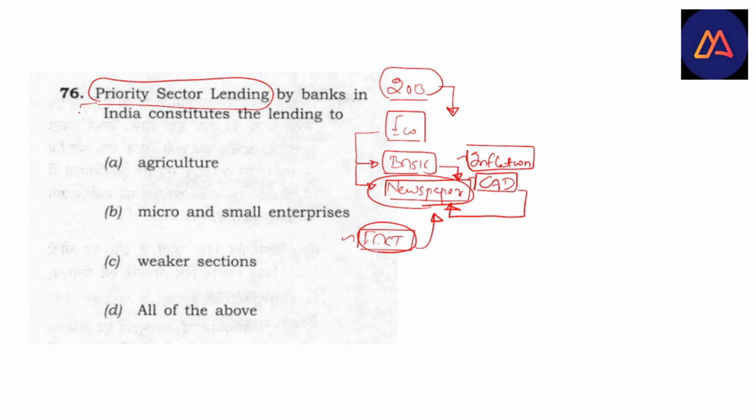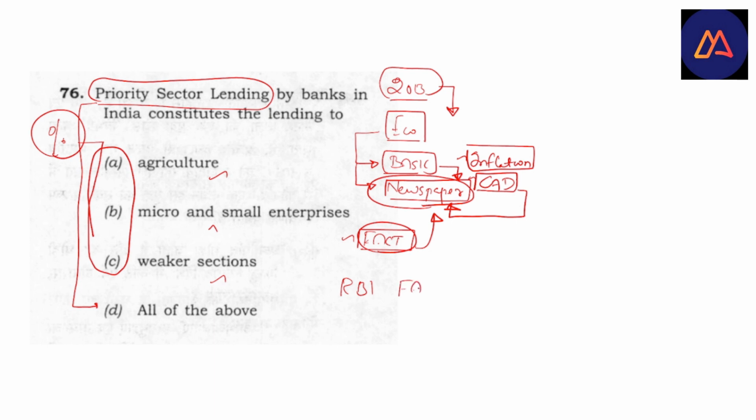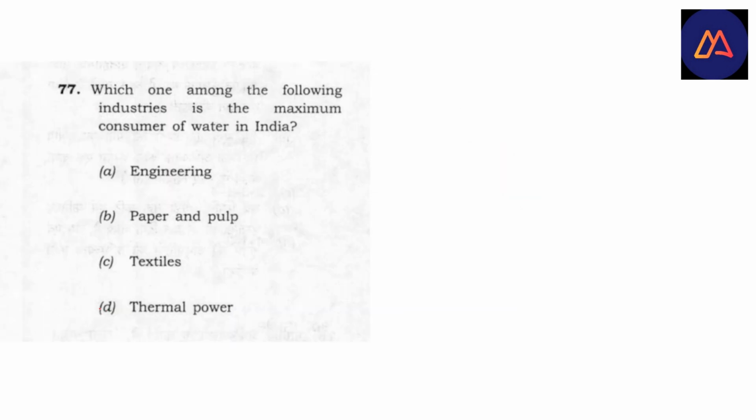So priority sector lending, if you see, banks have to give a certain proportion of their lending to any sector which has been given as priority. So all these come under that, and there is a list. In the RBI frequently asked section, there is a list of sectors for which RBI has given this guideline for banks to give priority sector lending. So all the above is the answer for this. Such kinds of questions are very, very important.